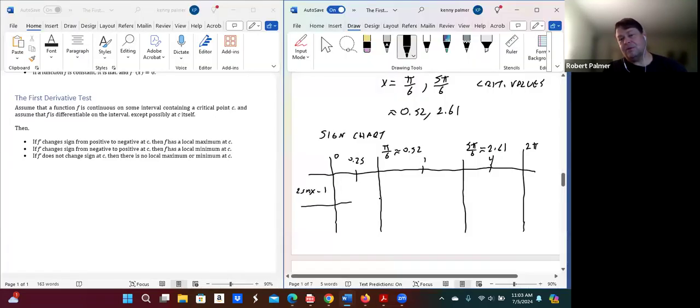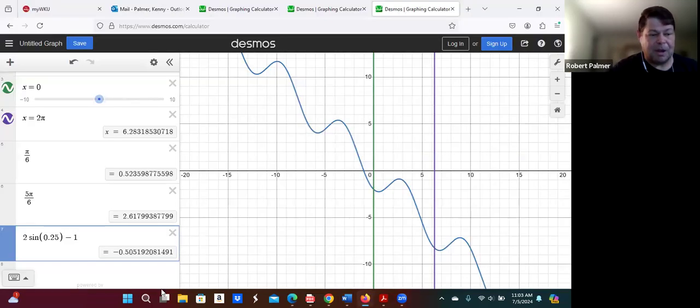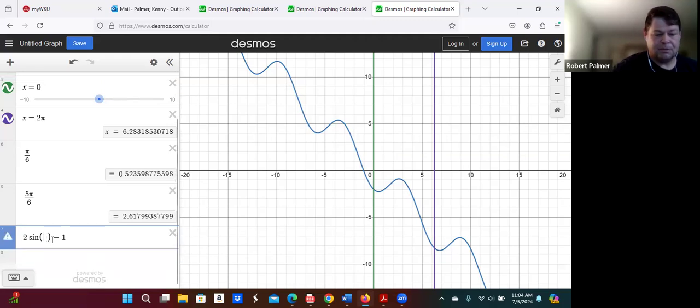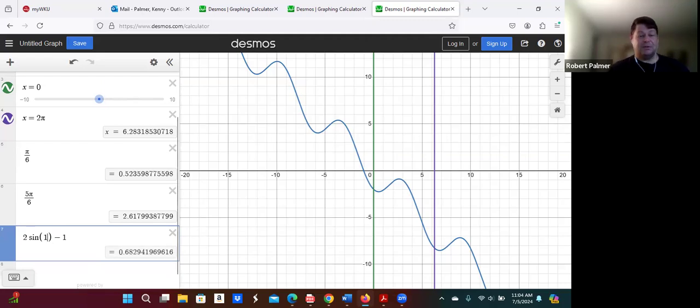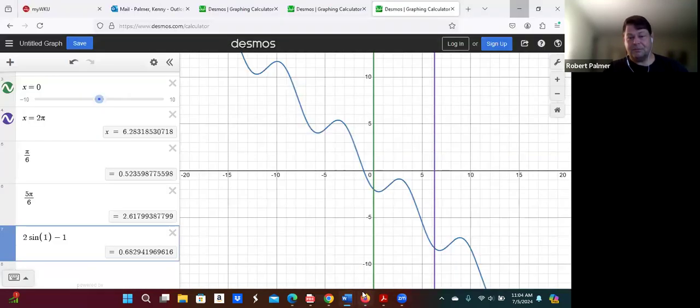So here is f prime of x. It's negative. Okay. Now, it's probably going to be positive here, but we need to verify that. So let's plug that in. So at 1, yeah, it is positive, 0.68. And then again, our test value here is 4. Let's plug that in.